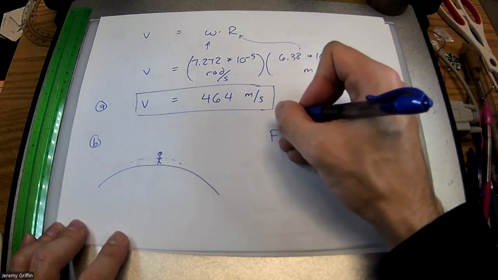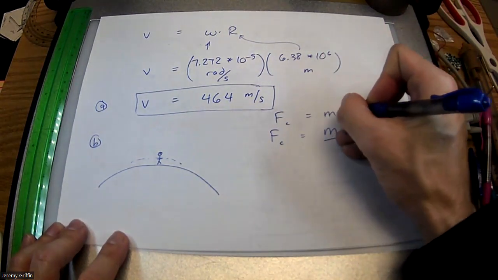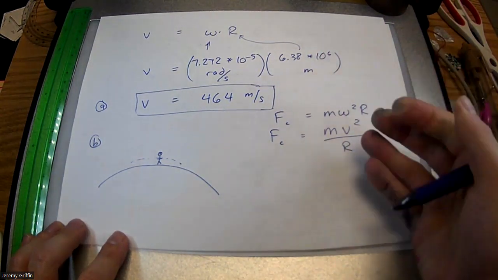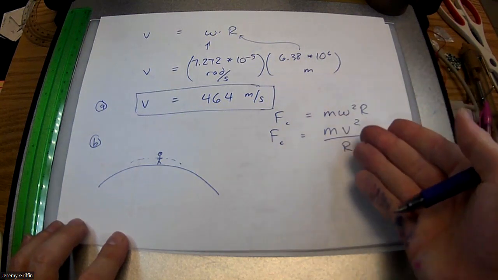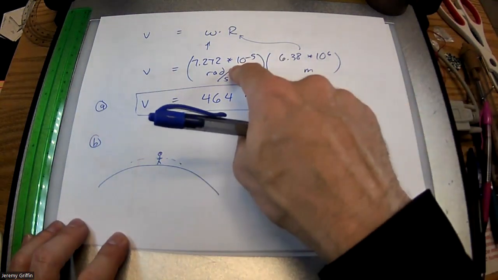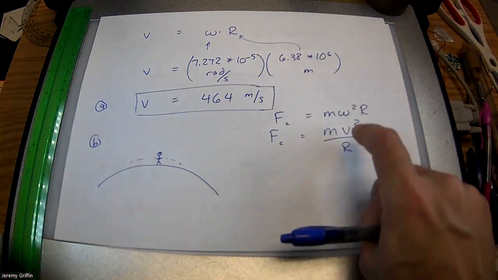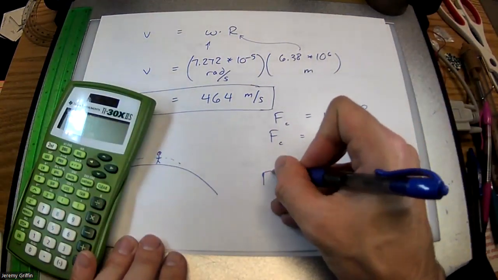You know what else you could do? You could have done m times omega squared times r. You would get the exact same answer. So you could do either approach. Here's omega, here's v. Let me just pick this one. Okay, we'll run with that.